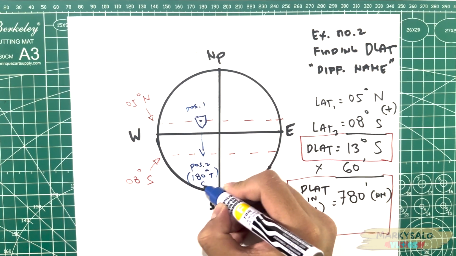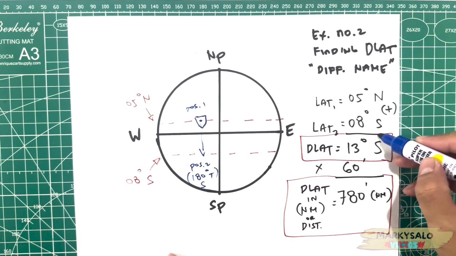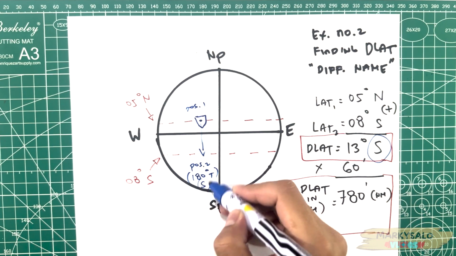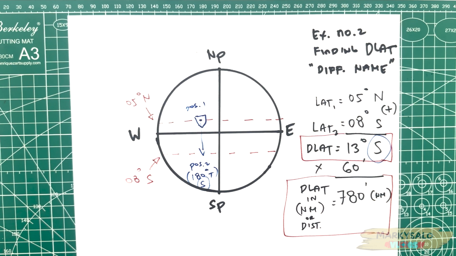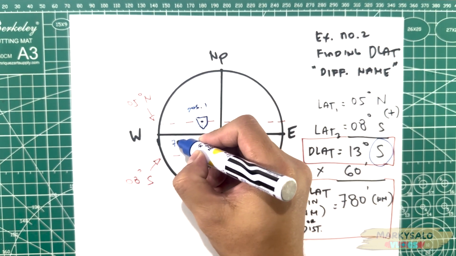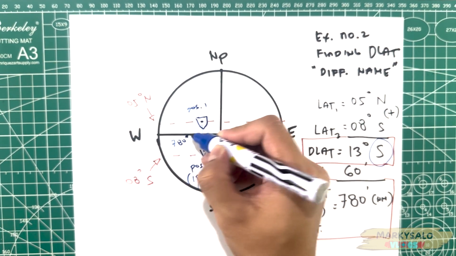It's very obvious that going from the parallel of 05 degrees north to 08 degrees south will give us a true course of 180 degrees true. So the answer will be south. And if we want to convert it to nautical miles, we simply multiply 13 degrees by 60, which gives us 780 nautical miles. And if we plot it straight in the nautical chart, that vertical line is 780.